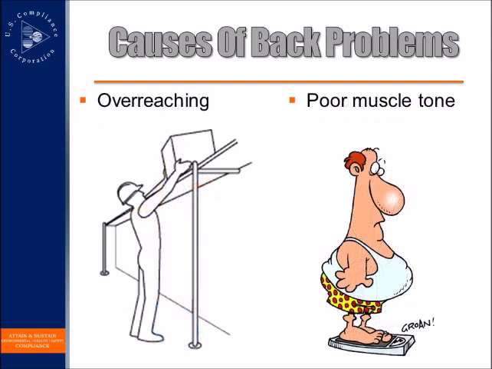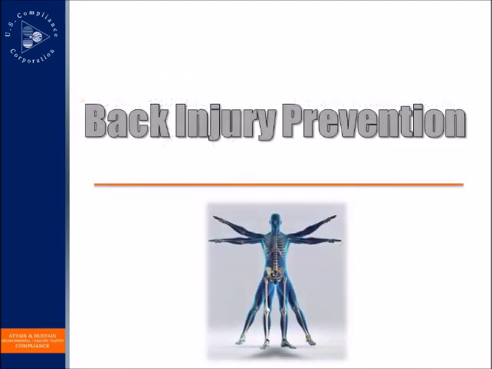Overreaching, especially when the item we're reaching for is either awkwardly shaped, excessively large, or overly heavy, can contribute to back injuries, as can maintaining poor muscle tone of your midsection. So now that we've discussed some of the causes of back problems, let's talk about some methods to prevent back injuries.